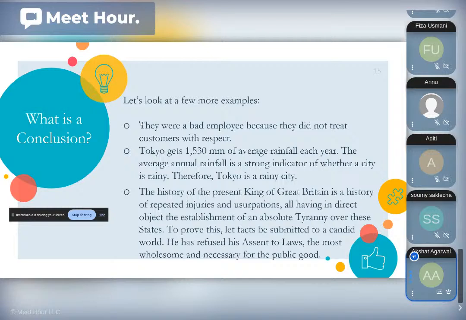It tells you that the author thinks that the history of the kings of Great Britain is all about tyranny, right? That's the conclusion of the author, and that conclusion is supported by this proof that he refused to assent to laws, the most wholesome and necessary for the public good, and all of that. So his refusal to assent to these public good laws is the reason why the author is claiming that the King of Great Britain is a tyrant. I hope that makes sense, right?